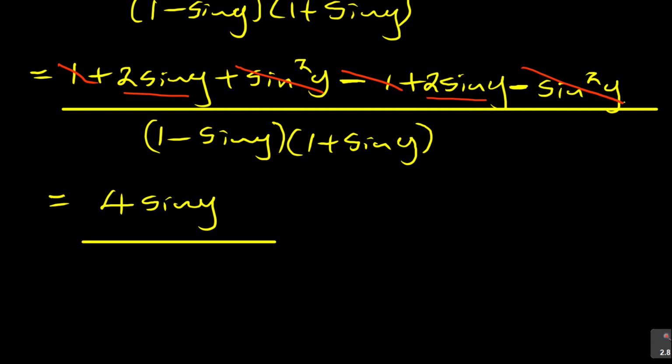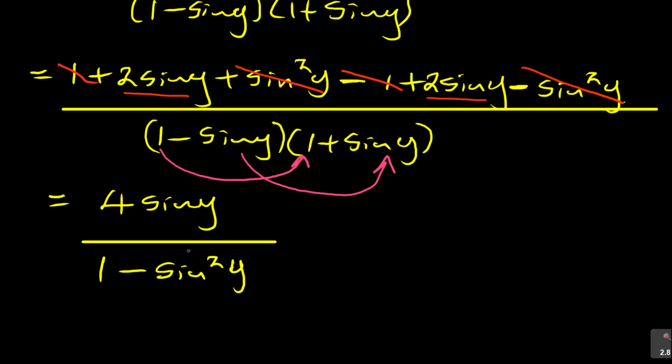So what we have, I think at this stage I can open up this bracket at the bottom. Remember now, this is a difference of two squares. When you're dealing with the difference of two squares, it's as good as multiplying the first and multiplying the last. The middle terms are going to cancel out. So what I have is 1 times 1, which is 1, and then minus sine squared y. Are you getting that?